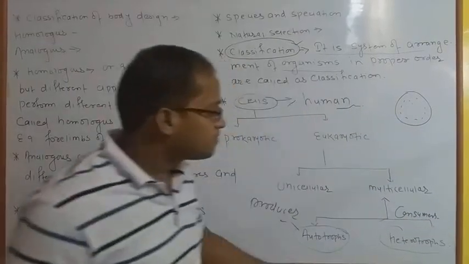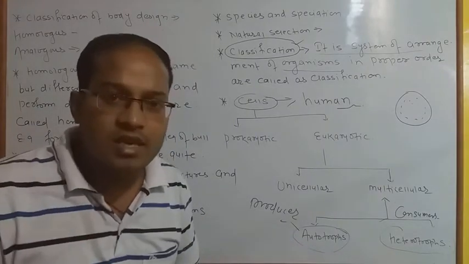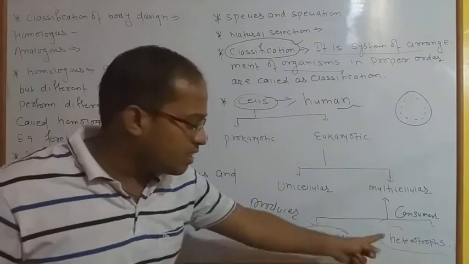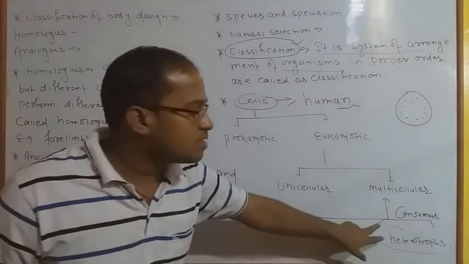Most important point: autotrophs are those producers which can produce their food in the environment, and heterotrophs, like human beings, we are the consumers, who generally take the food material from the autotrophs or a plant. So we are the consumers, most important.